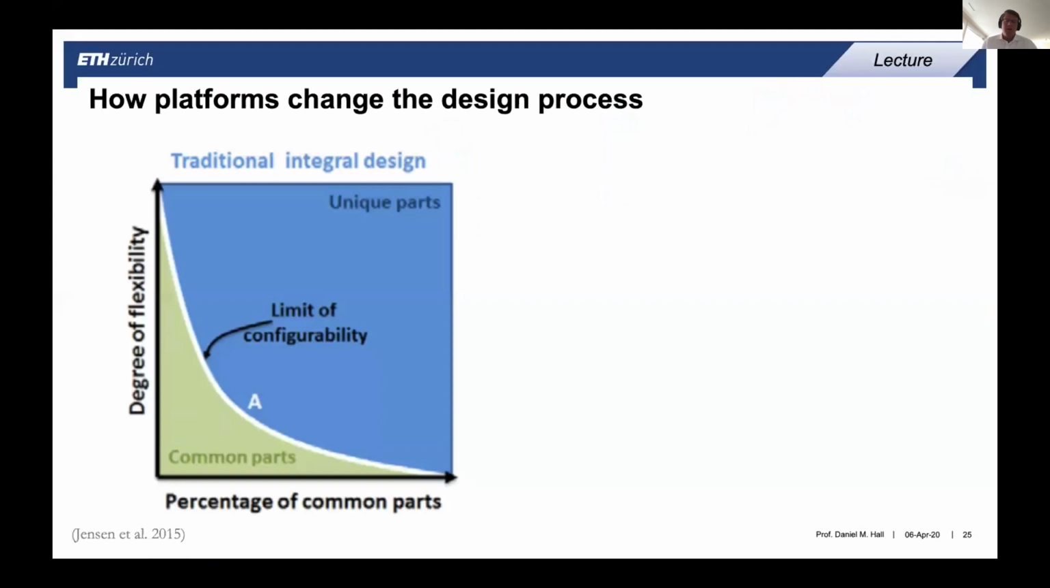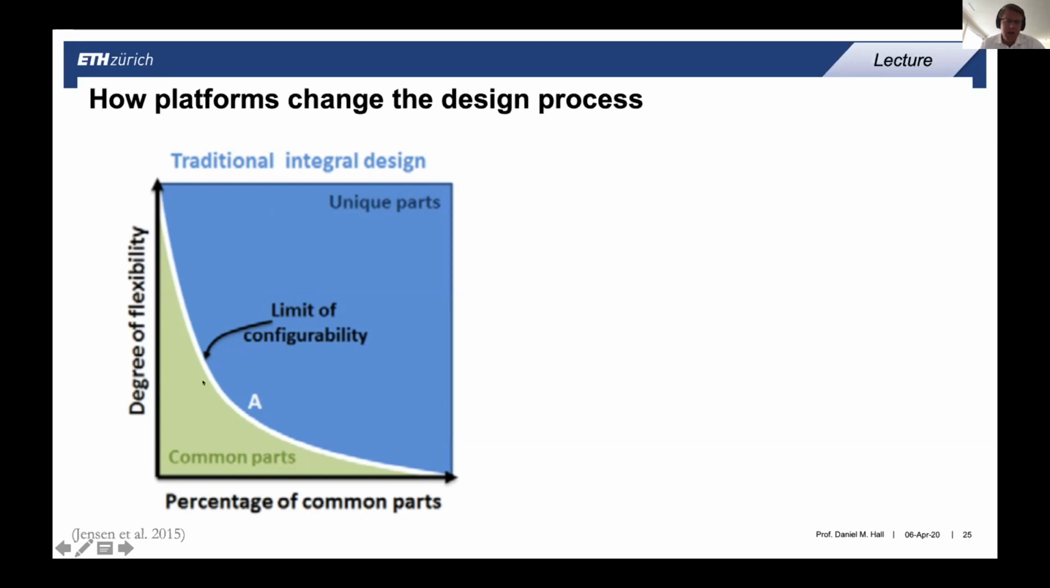There we go. And I will just summarize it like this. The platforms change the design process. I apologize for the low resolution. But in the traditional design process, you see here on the x-axis the percentage of common parts, and on the y-axis the degree of flexibility.